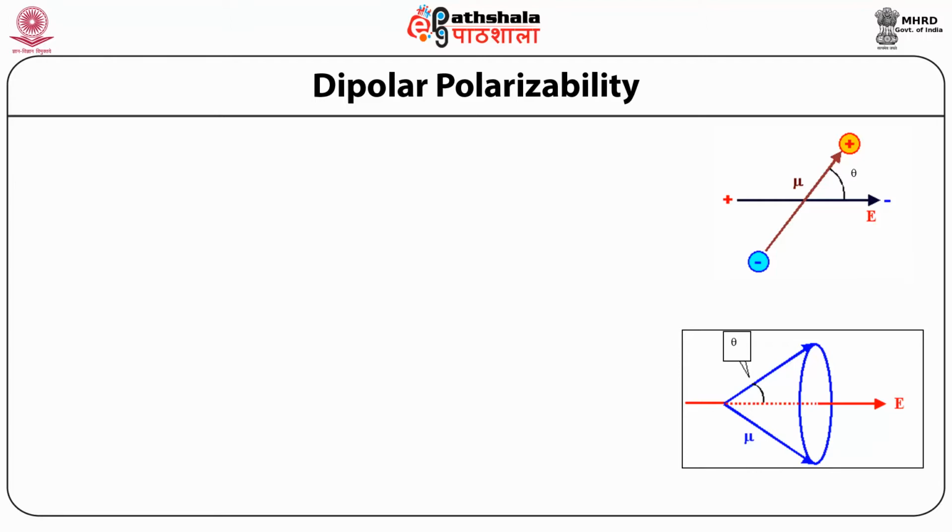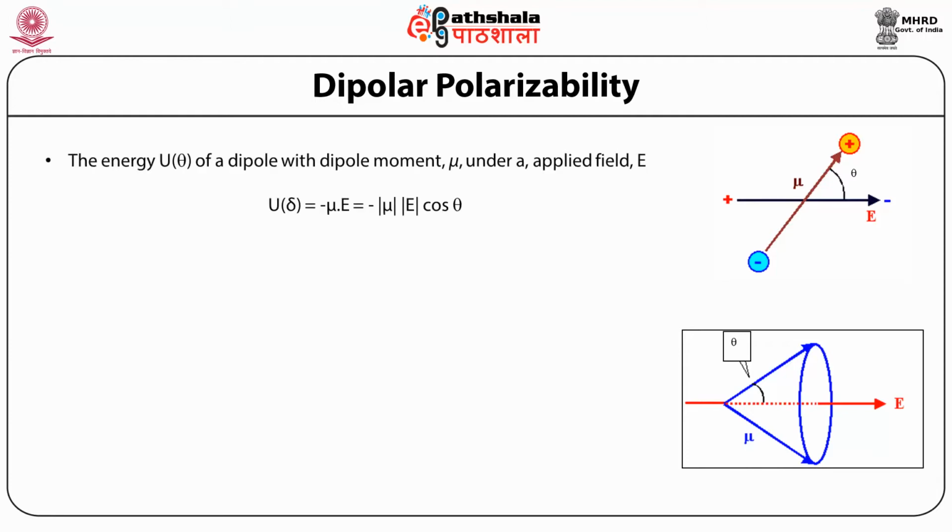That is, it is a function of theta. U is minimum when the dipole is completely aligned with the field, that is theta is equal to 0 degrees, and maximum when the angle is 180 degrees. So the energy U(theta) of the dipole with dipole moment mu under an applied field E can be written as U(theta) is equal to minus mu E, which comes out to be minus mu E cos theta. So here mu and E are the magnitudes of mu and E.